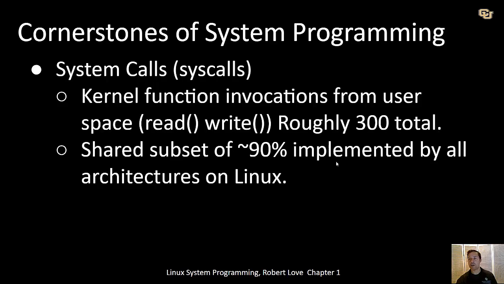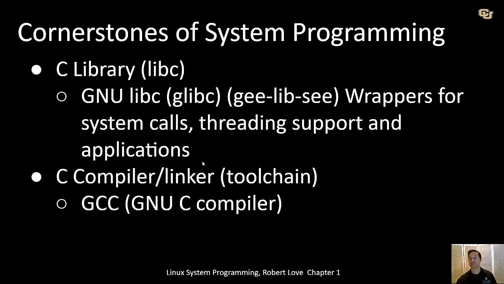So syscalls, or system calls, are kernel function invocations from user space. This is something you can use to have the kernel do some piece of work for you from your application. Read and write are examples of the type of things that would be a system call, where the kernel would be doing some work for your user space application. There's roughly 300 of these system calls in total, and around 90% of those are implemented by all architectures. In other words, the system call interface is pretty common across different hardware architectures.